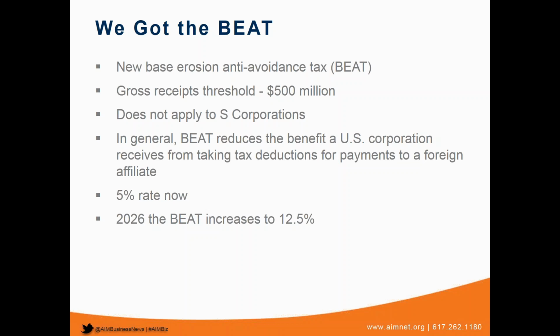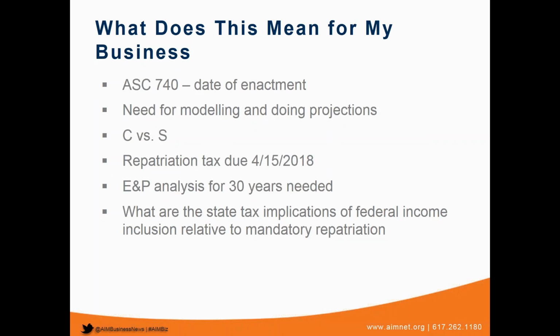And these can be payments for intercompany charges, supply chain items, interest, etc. You have to compute your taxable income as though you didn't have these intercompany payments, apply a 5% rate on that, and then compare that to what you're currently paying. So it's basically a minimum tax for companies that are making payments to foreign affiliates. And the BEAT goes up to 12.5% in 2026. And I should mention also that the benefit of the FDII and GILTI deductions also get reduced down the road as well.